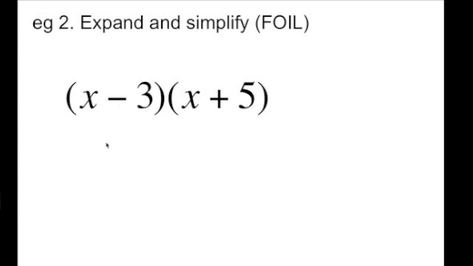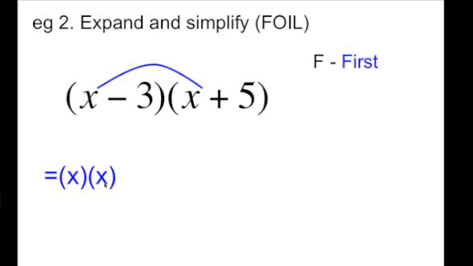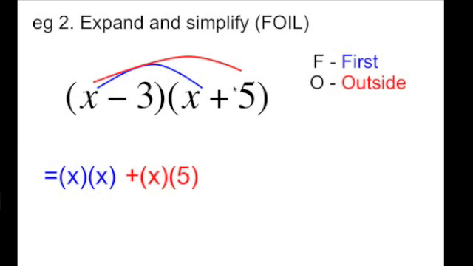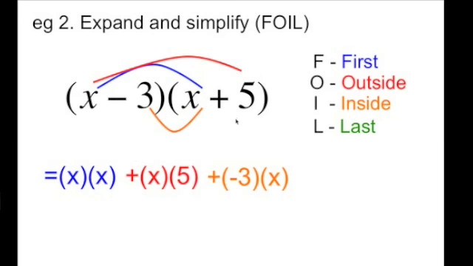So now we have x minus 3 times x plus 5. Well, we start with our first terms, x times x. Then we go to our outside terms, for O, x times 5. And then we do our inside terms, minus 3 times x. And then last, we do our last terms, minus 3 times 5. Notice how I wrote the plus minus 3 times x. You don't need to write this plus. You can just write minus 3x, or you could just write minus 3 times 5 there.